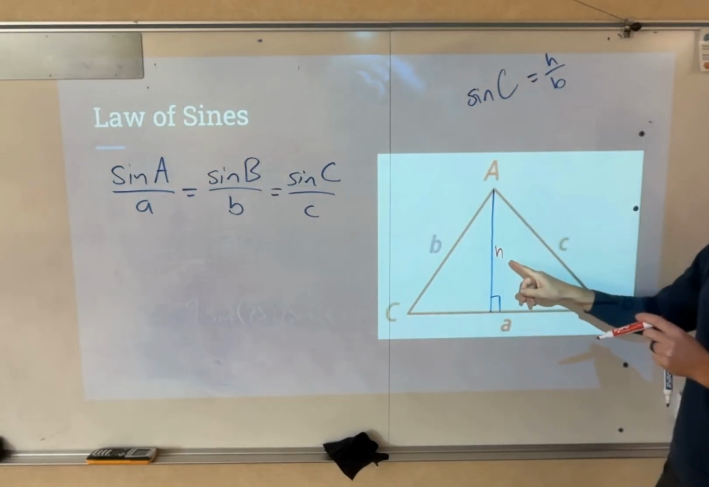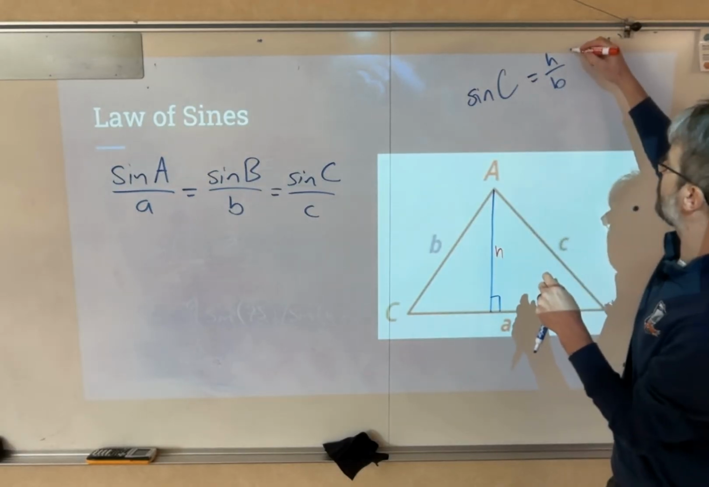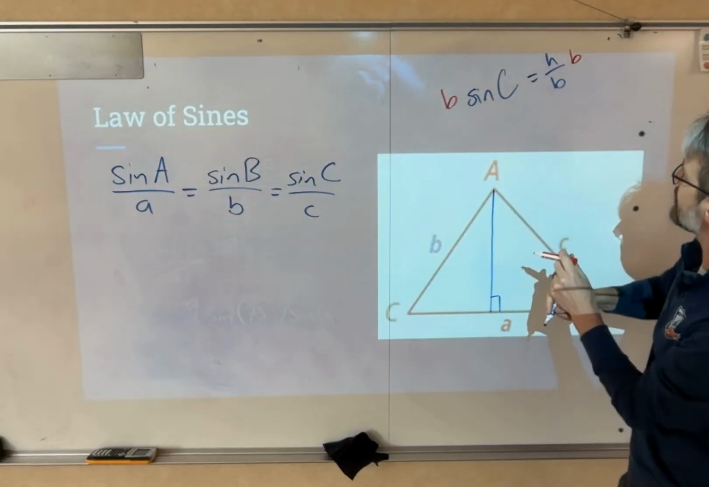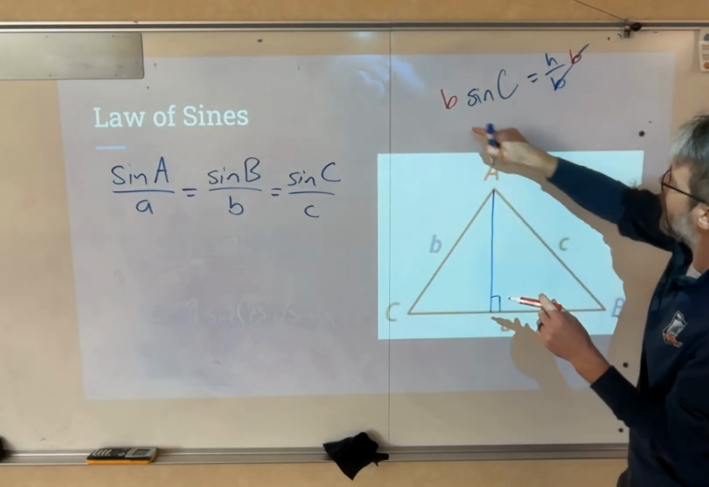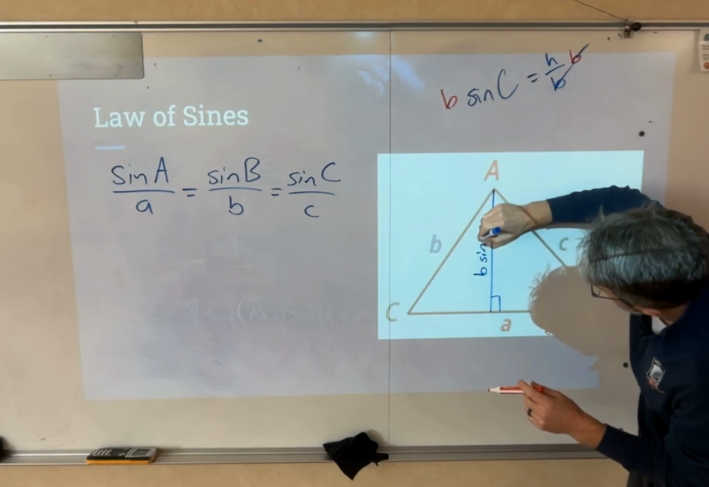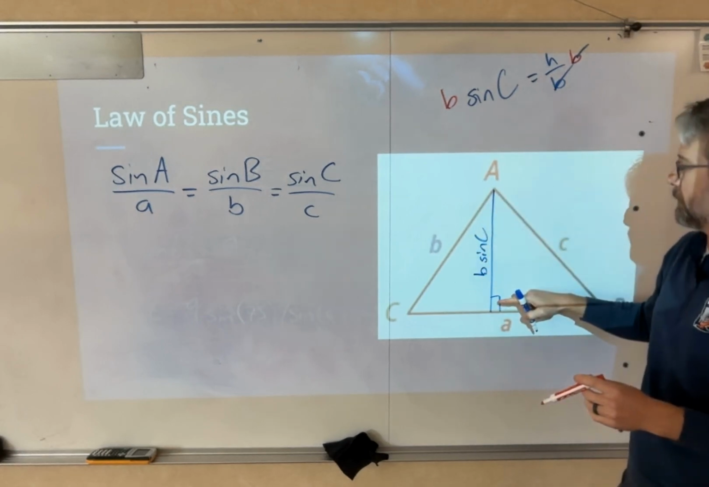Well, that means that the height, if I wanted to solve for h, I would just multiply both sides by b, and I get that this height is equal to b times sine of c. So lowercase b times sine of c. That's the height right here, okay?